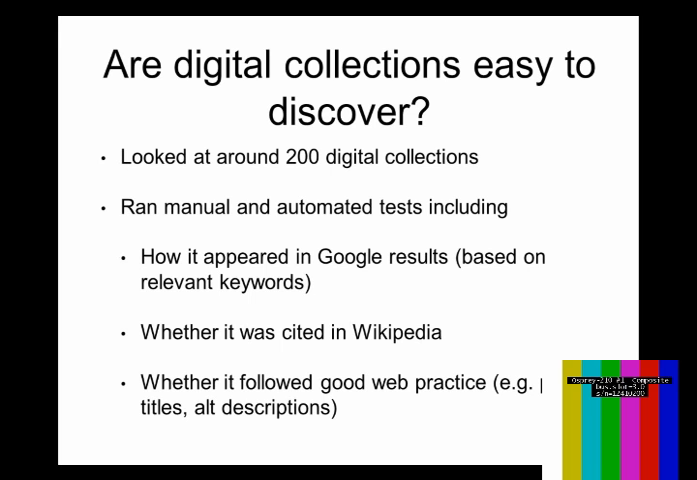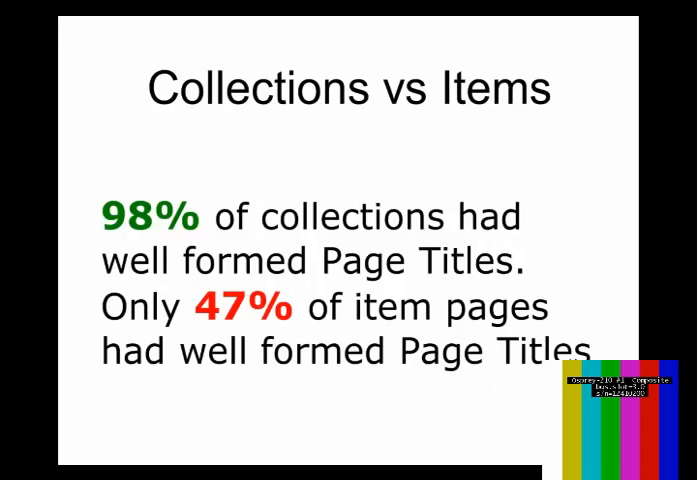What we found was that generally collections performed pretty well on our metrics. So at a collection level, if you searched for keywords that were relevant to a collection, you'd find the page for the collection. But if you looked at item level, so finding individual items within that collection via search engines, via Wikipedia, they performed quite poorly. And just a single example of that, 98% of the collections had well-formed page titles that were unique and descriptive. Only 47% of item pages had well-formed page titles in the HTML.